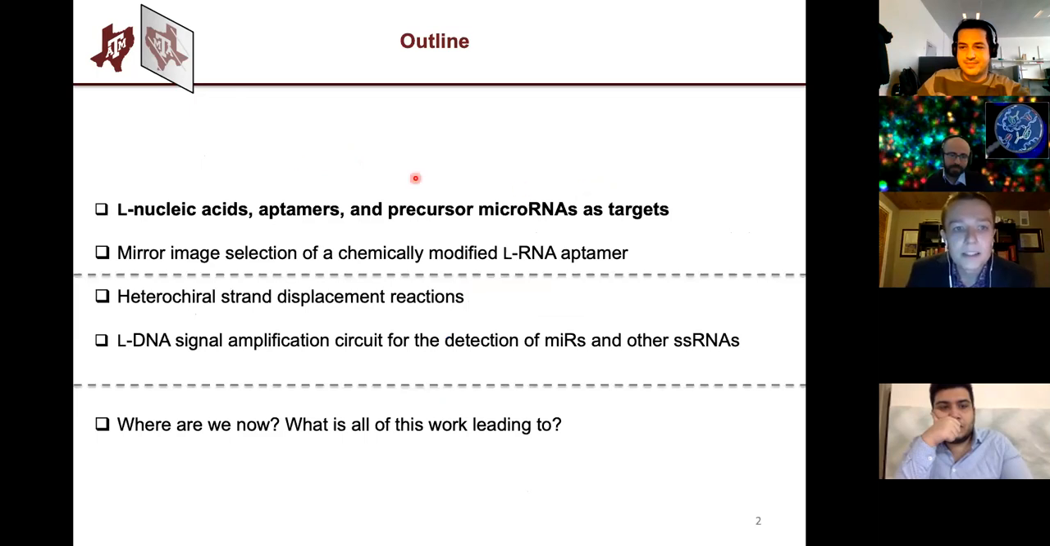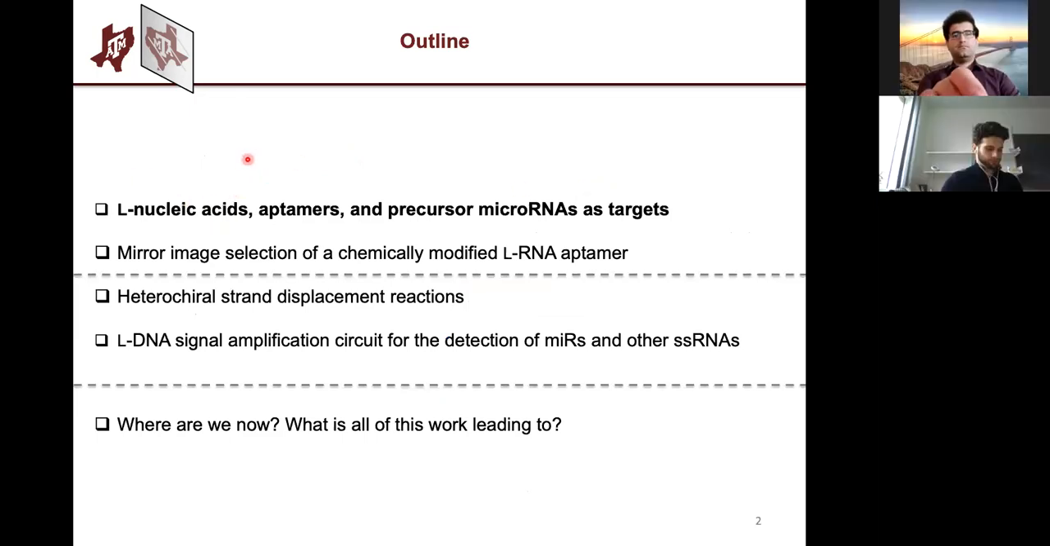So I'll begin by introducing L-nucleic acids and arguing why they're better chemical modifications than the classic modified oligonucleotides. I'm going to talk about aptamers and L-aptamers and precursor microRNAs, which are the things we target with our aptamers in our lab. I'll then talk about the mirror image selection of a chemically modified L-RNA aptamer, which was my first publication in this lab. And then that will sort of constitute the structure-specific half of my talk.